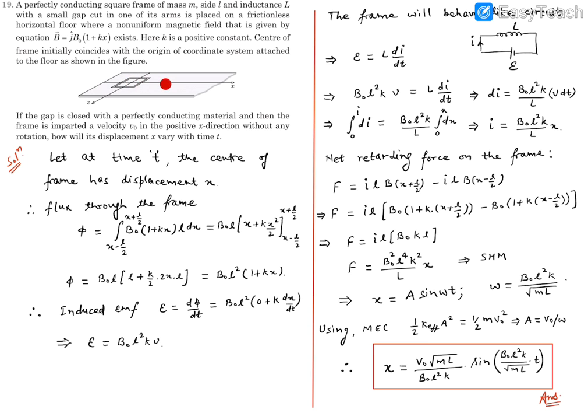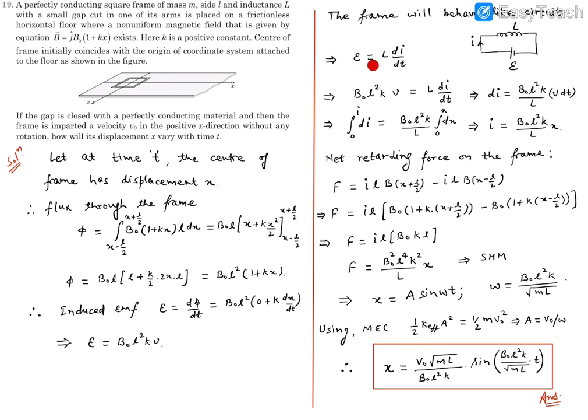Now since phi is a function of x, we can find d phi by dt, which is the induced EMF. When you differentiate it, you will find B0 L squared, 1 will become 0, k is k, then dx by dt. dx by dt indicates the velocity of this frame along the x direction. So the induced EMF could be written as B0 L squared k v, where v is the velocity in the x direction, right? Now, since this is moving, this frame will behave like a circuit too, because there's going to be inductance as per the question, no resistance because it is perfectly conducting, and there's going to be the EMF we have calculated.